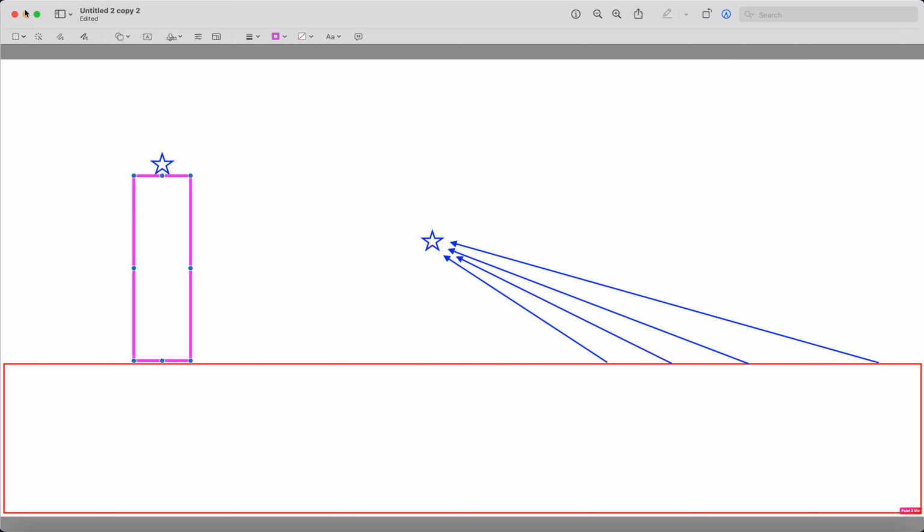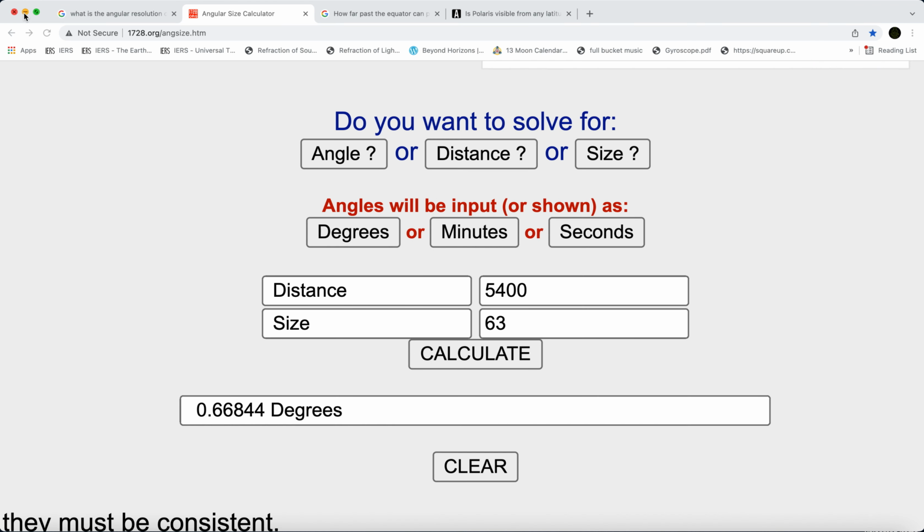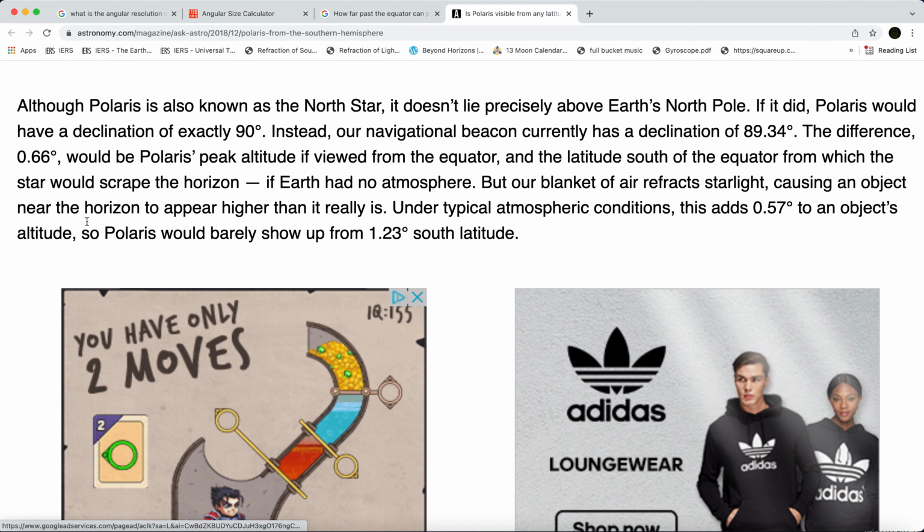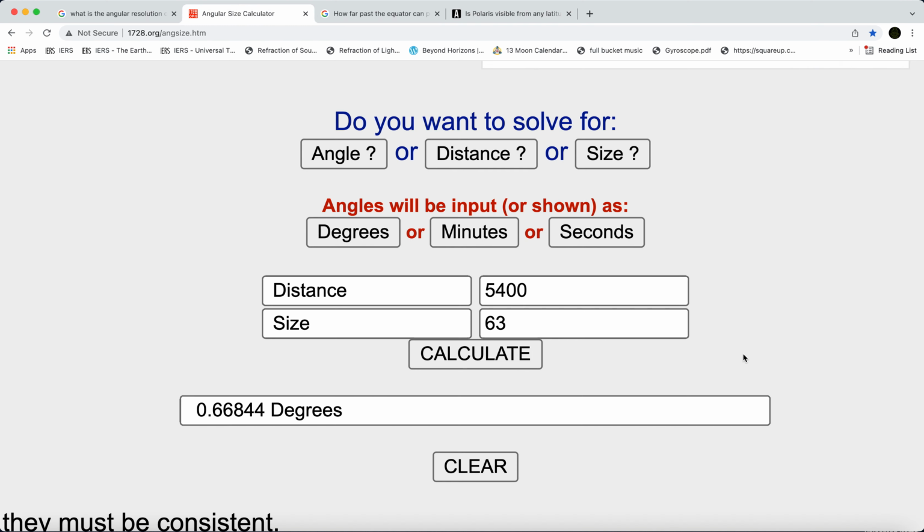63 nautical miles. At 54,000, at 5,400 nautical miles away, that's going to have an angular size of 0.66844 degrees. Absolutely matching what they say over here. And this is all using a flat plane. You have to use a flat plane to do it. There's no other way.